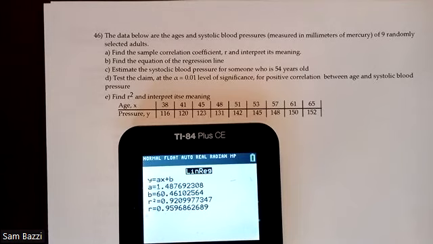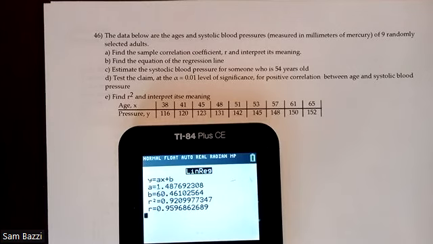If R is very close to -1, you can conclude that there is strong negative correlation between the variables. If R is close to 0, you say that the correlation is weak. Here, R is 0.96. You're going to say that there appears to be very strong linear positive correlation between the variables. All right, so that's the answer to part A.